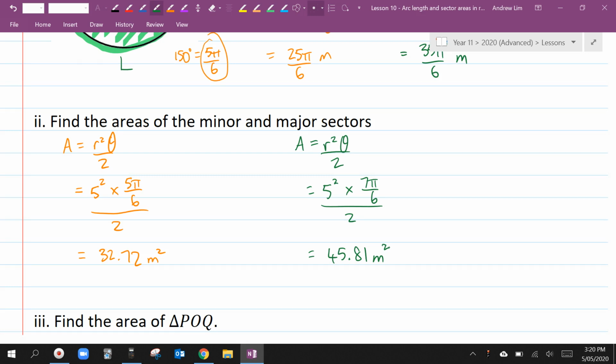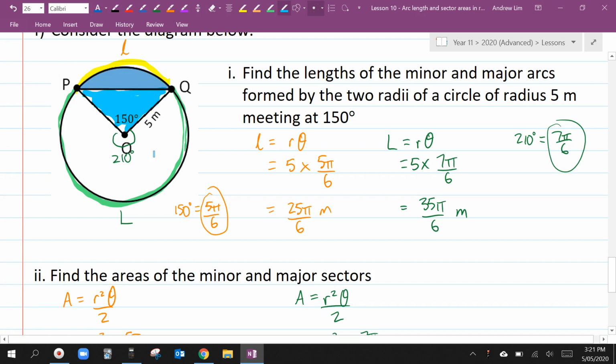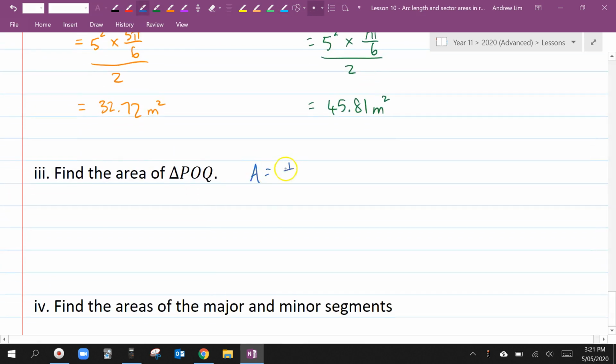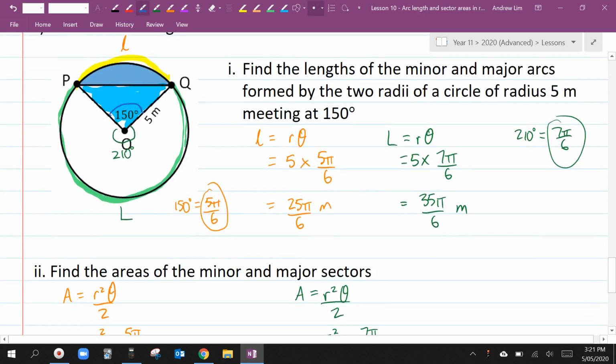We're now going to find the area of triangle POQ. So I am going to just highlight that in blue. I'm going to find the area of this triangle here. Now, in order to find out the area of this triangle, we need to use the area is equal to half AB sine C. Okay, so that's the formula that we use. Area is equal to half AB sine C, where angle C is the angle that's in between the 2 known sides, A and B. This angle here, 150 degrees, is in between the 2 known sides, 5 meters and 5 meters, because they are both radii, and radii are equal in a circle.